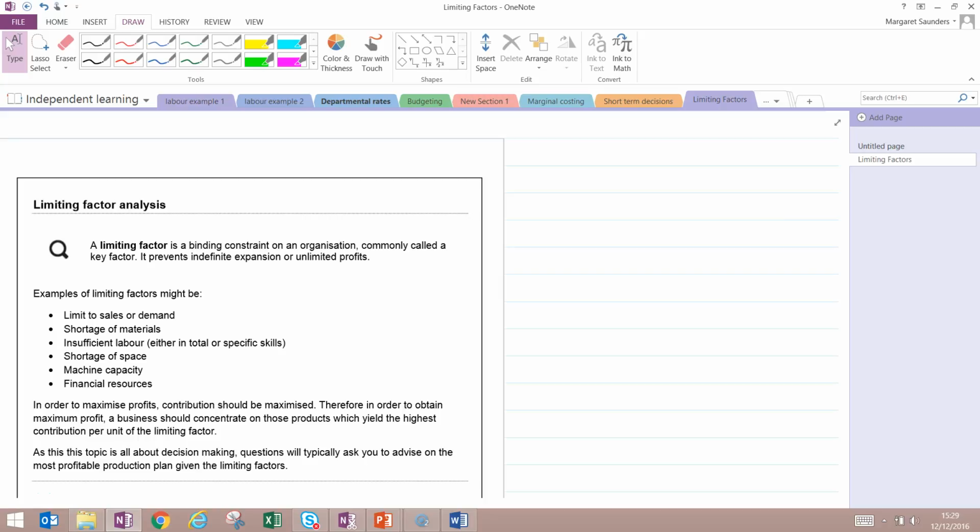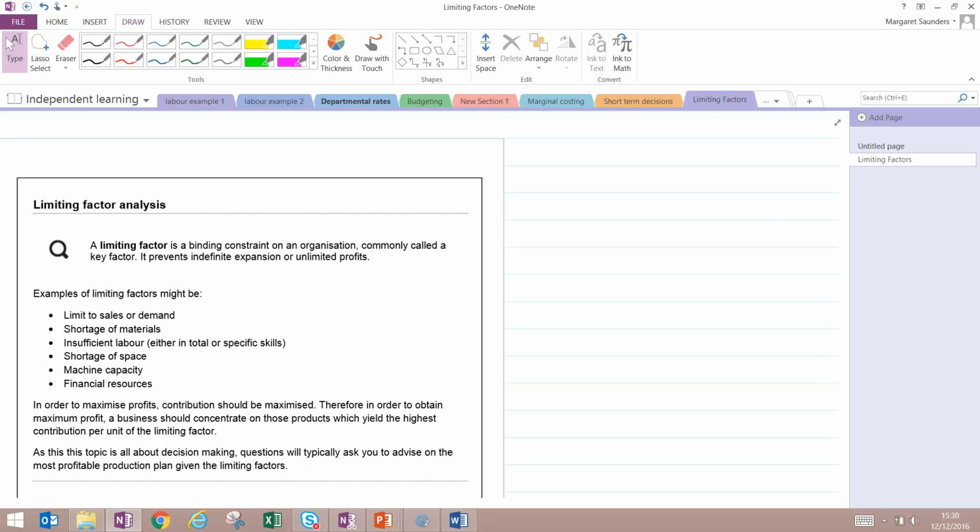So some examples of limiting factors might be that there is a limit to the amount of goods an organisation can sell, or there's a limit to the amount that are demanded. It could be that there is a shortage of materials, and this prevents the organisation from making as many products as they would like to make. There could be a shortage of labour. So again, the organisation would be unable to make as many products as they would like to make and sell.